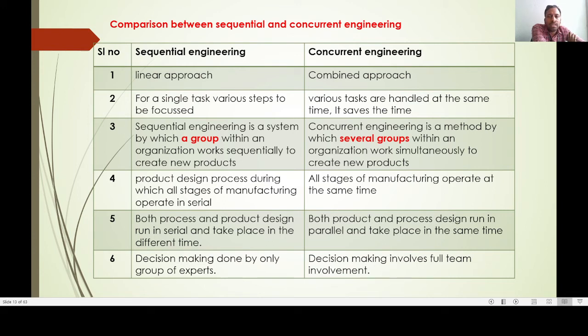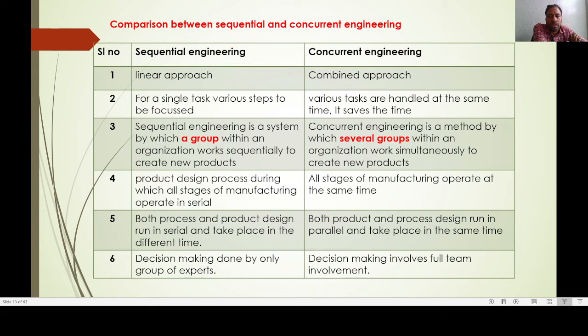Sequential engineering is a system by which a group within the organization works in its own team, like the design team, the manufacturing team, like that. Concurrent engineering is a method by which several groups within the organization work together. So all the teams are together to find the solution for the particular problem.